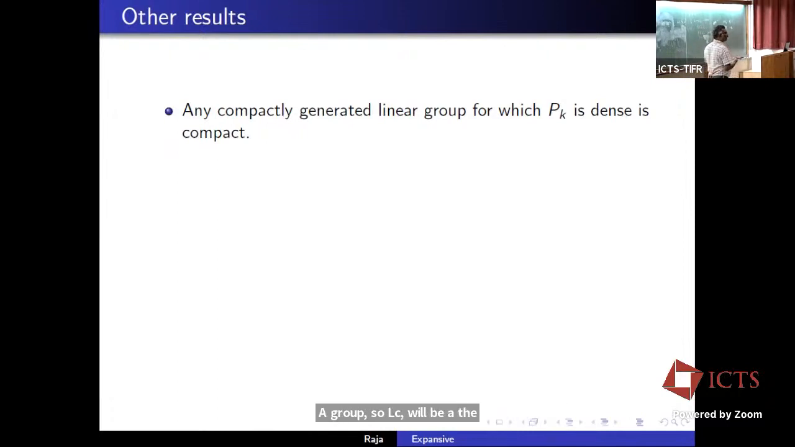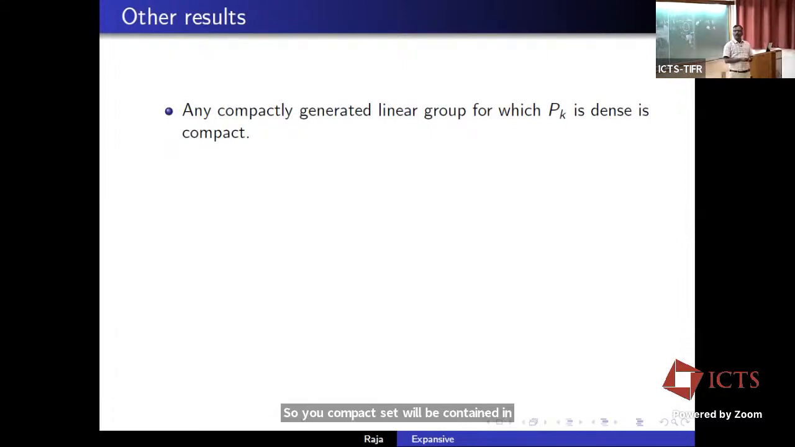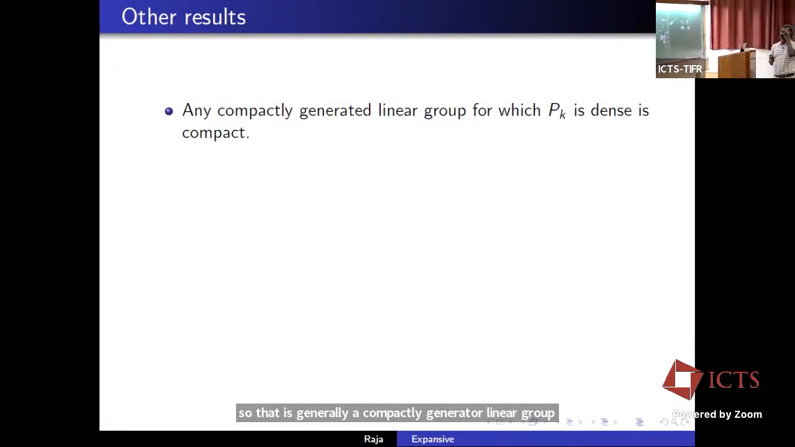So any compactly generated set is contained in a group of this form L times U, where L is a compact group and U is a split unipotent group. That is more important in the positive characteristic case. So any compact set will be contained in a compact group. So generally a compactly generated linear group for which P_k is dense is compact.